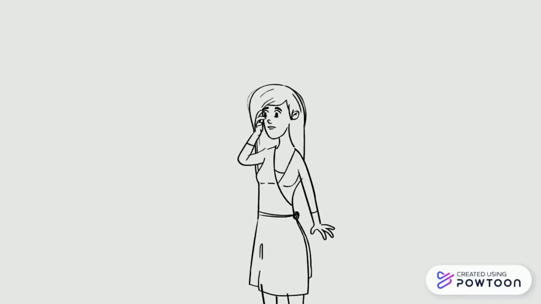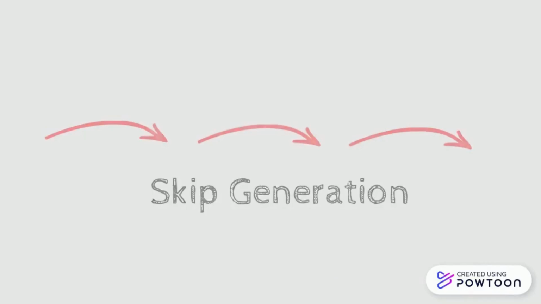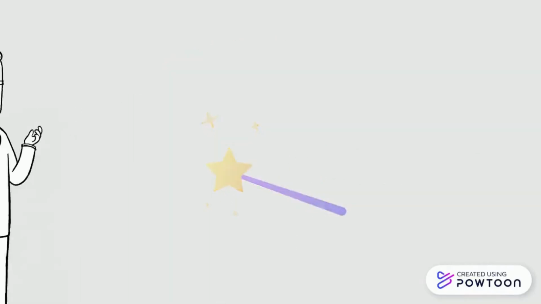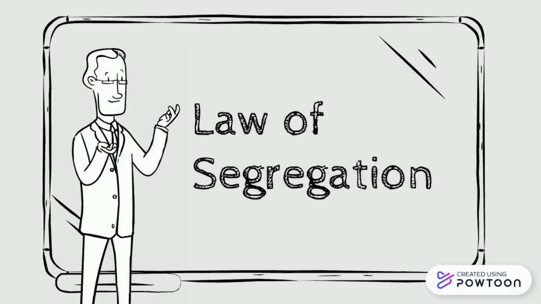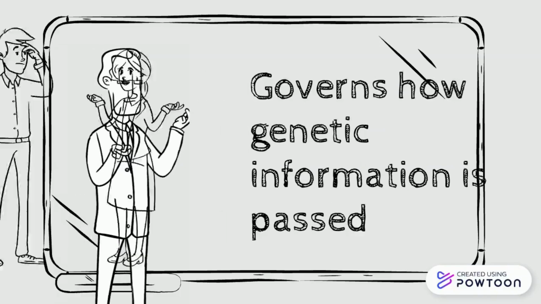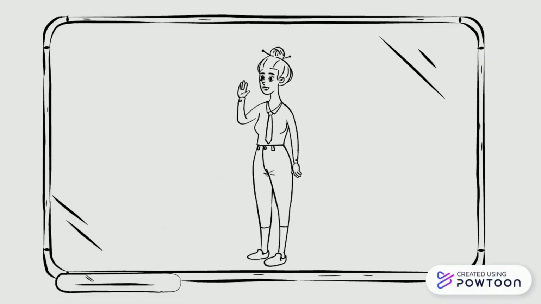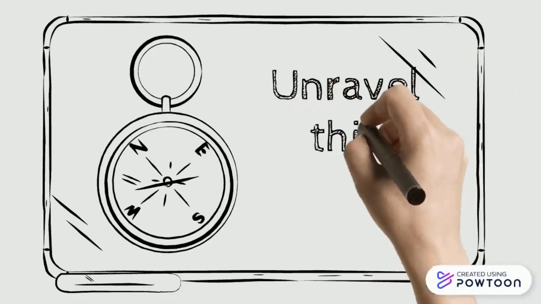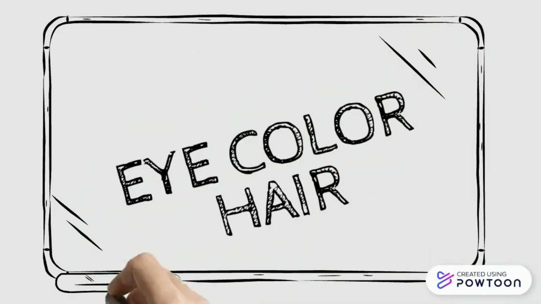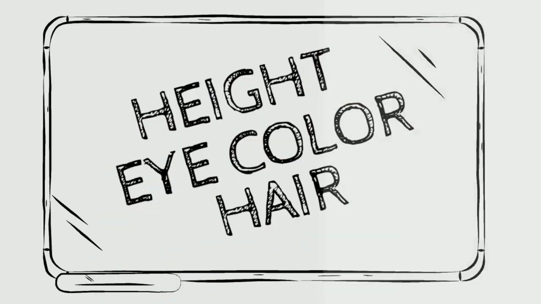Have you ever noticed how some traits seem to skip a generation only to reappear later? This isn't magic. It's the elegant work of Mendel's law of segregation, a fundamental principle that governs how genetic information is passed from parents to offspring. Today, we're going to unravel this mystery and see how this law explains the patterns of inheritance we observed.